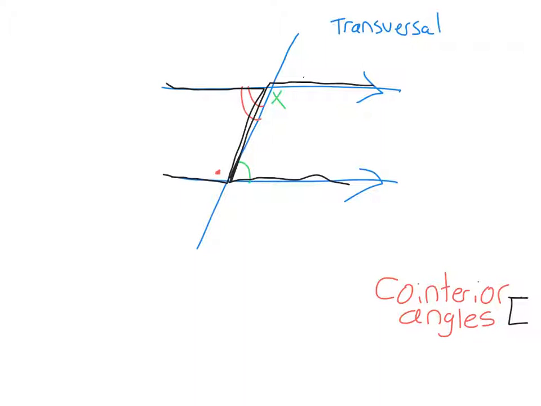So the thing about co-interior angles, they're not equal. They are supplementary, meaning that they add to 180 degrees. So if one of these angles was, say, 120 degrees, this one here would have to be 60. So co-interior angles are not necessarily equal, unlike vertically opposite angles.